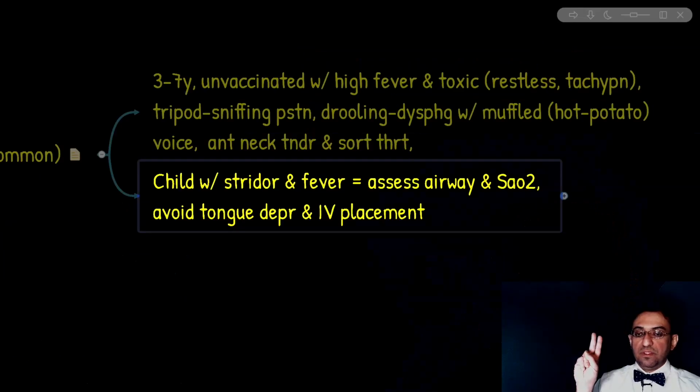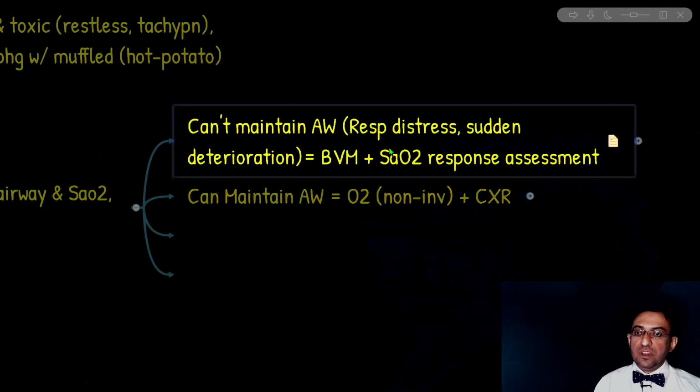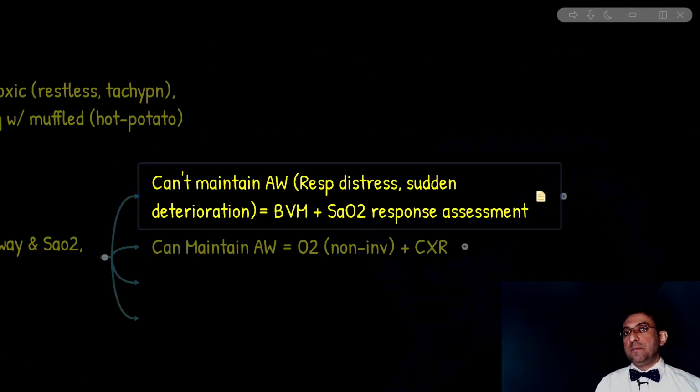Based on this, what is the very first decision point question approaching a child suspicious of epiglottitis? Assessing the availability of a patent airway. That's if the patient is able to maintain the airway open. Based on this, we have two scenarios. One is the patient who can't maintain airway open, and that is a patient in respiratory distress or is suddenly deteriorating. And what is the next step in that patient?